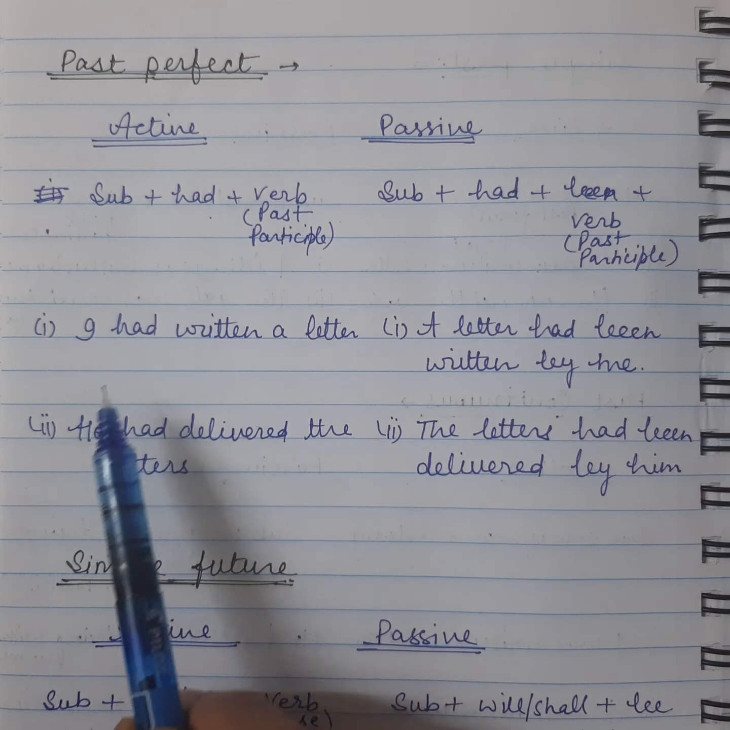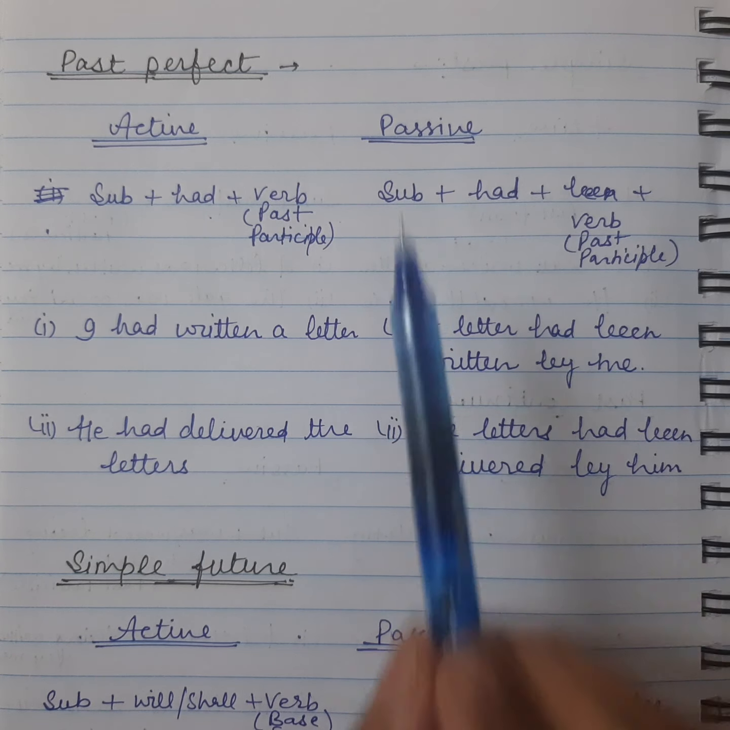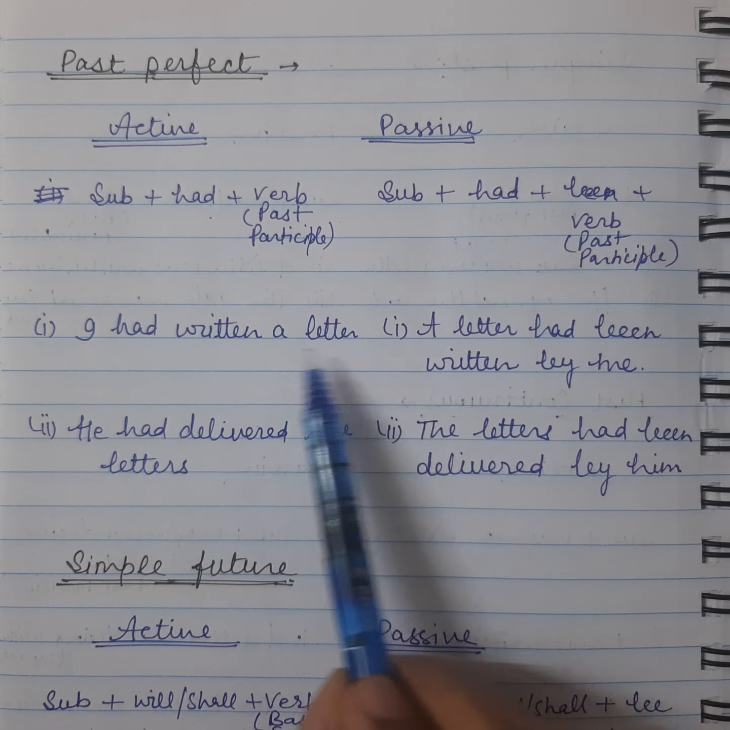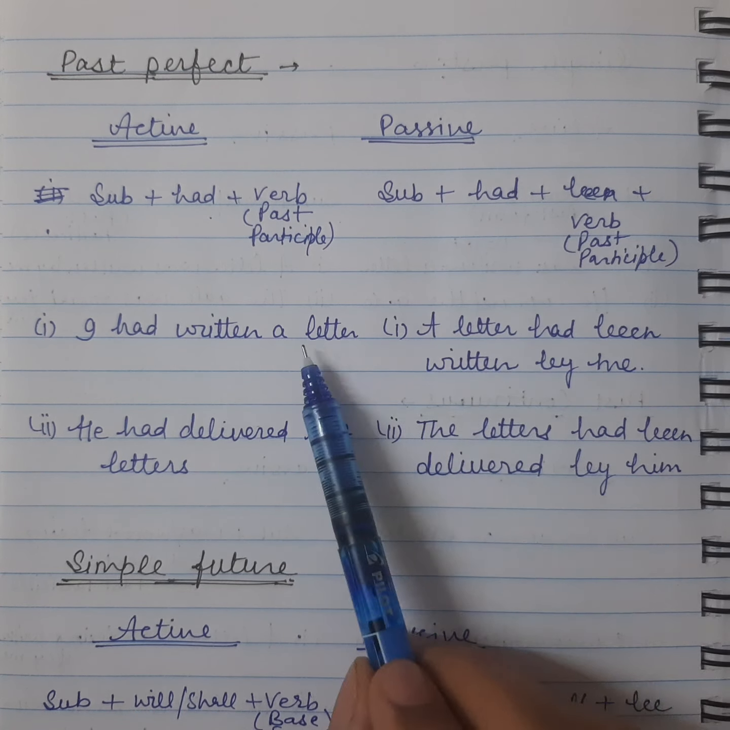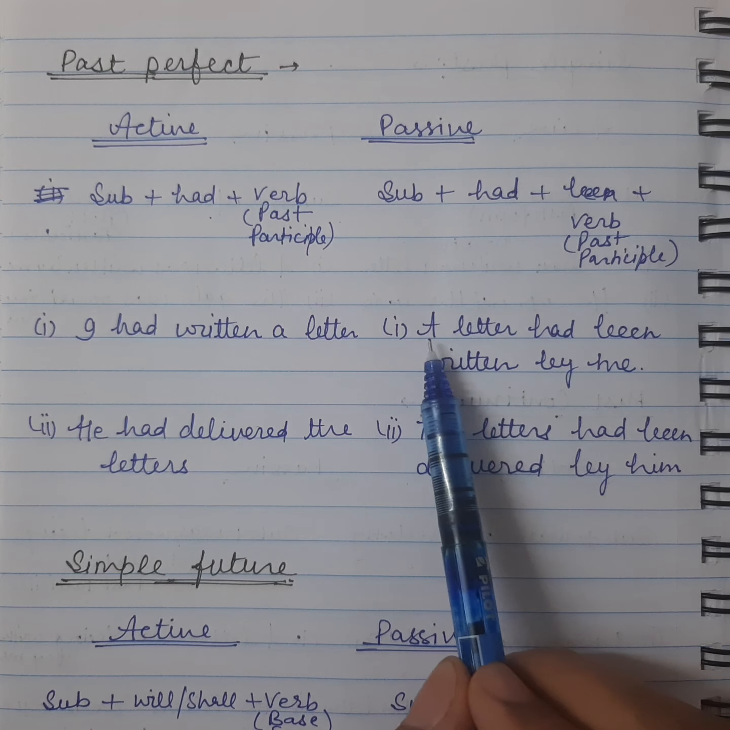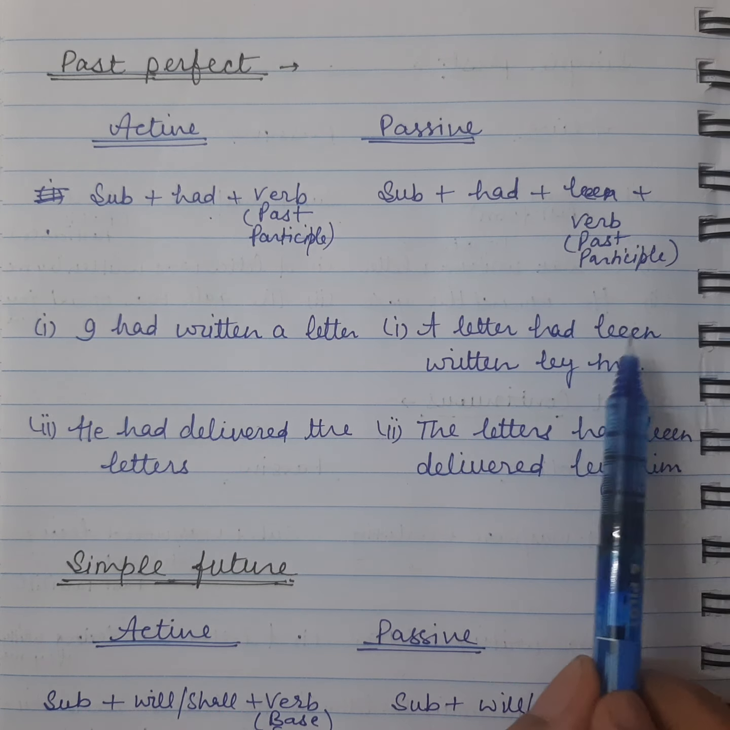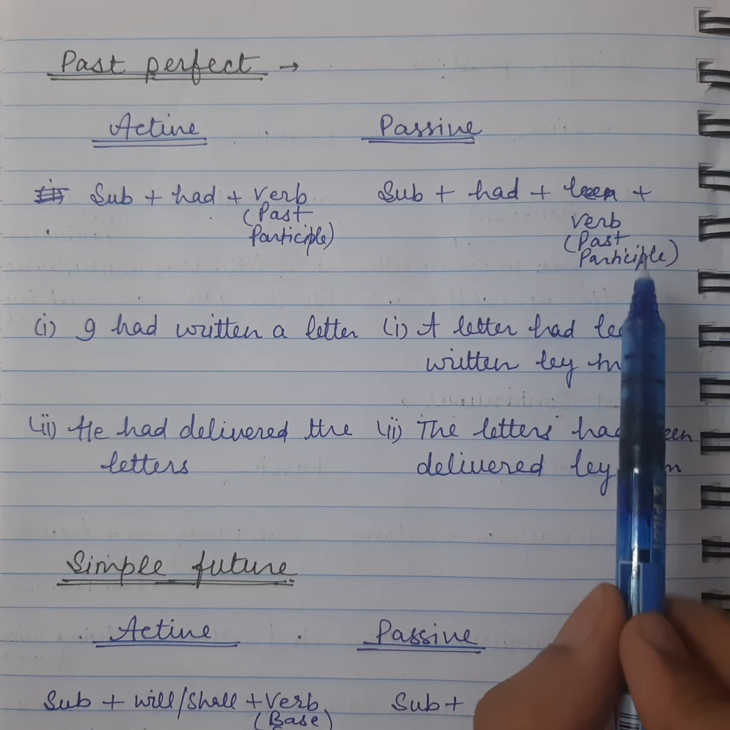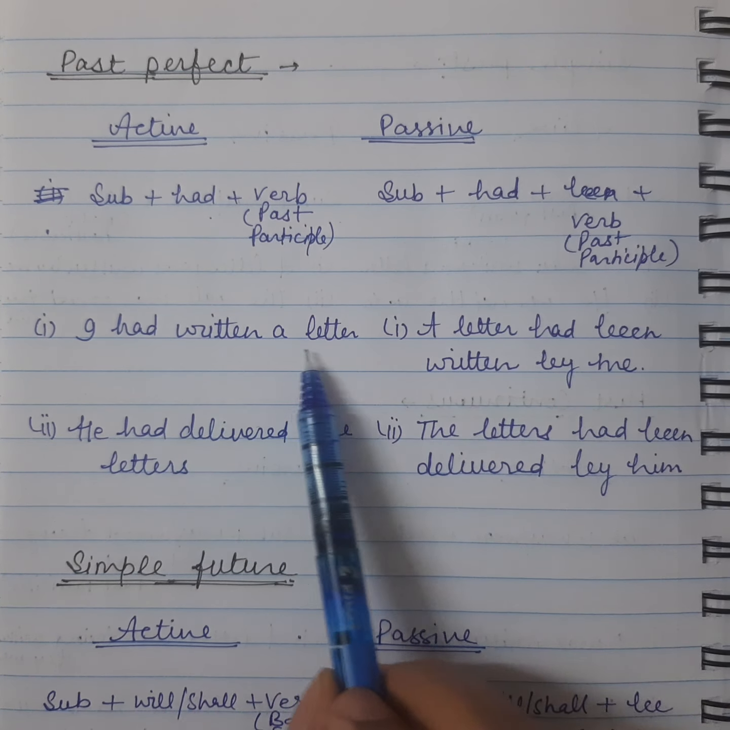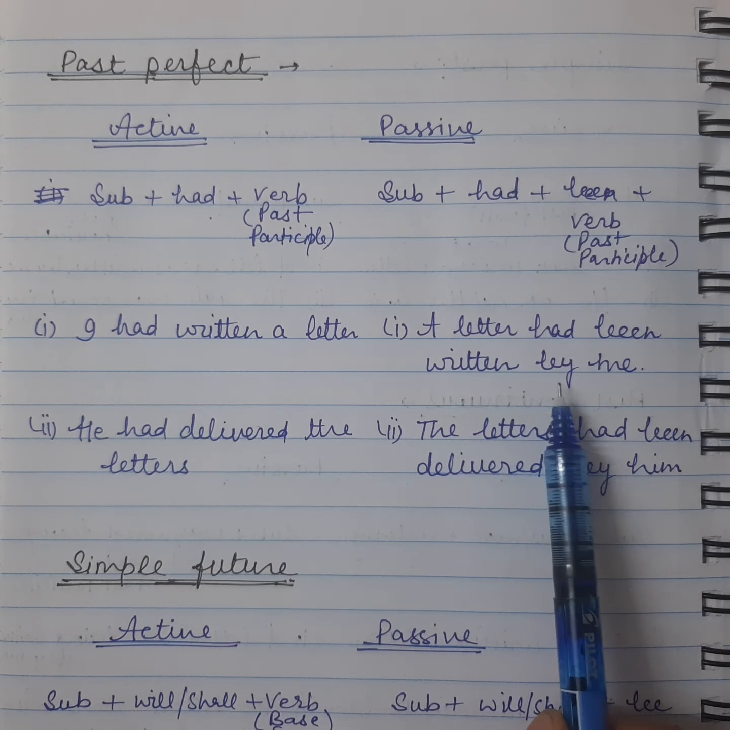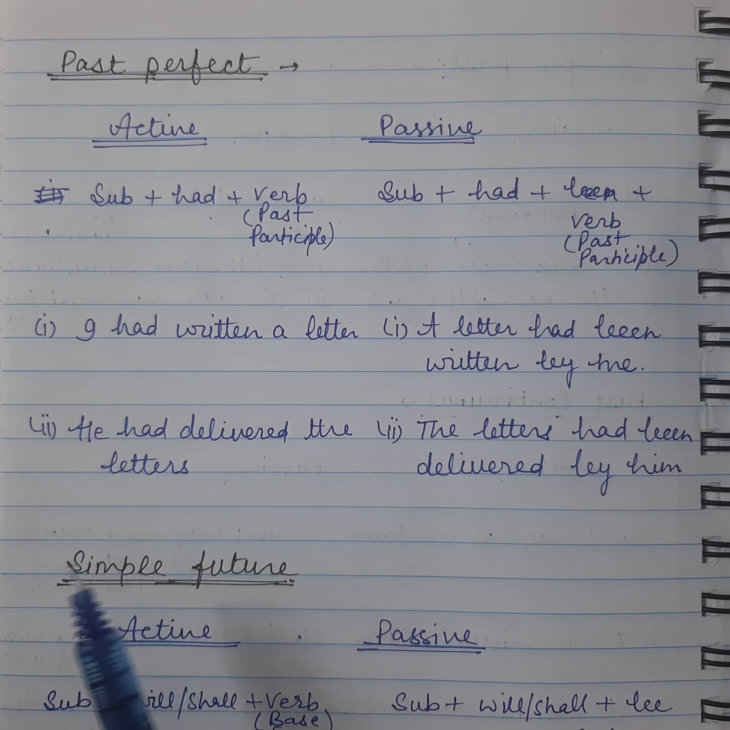If we have to convert this sentence, I had written a letter, into passive voice, we'll use the object as its subject. A letter is an object, so this will become the subject in passive voice. So a letter, then we have had, then we'll add been, and then we'll add the past participle of the verb, which is the same as in active voice, written, and then I will become by me. So, a letter had been written by me.